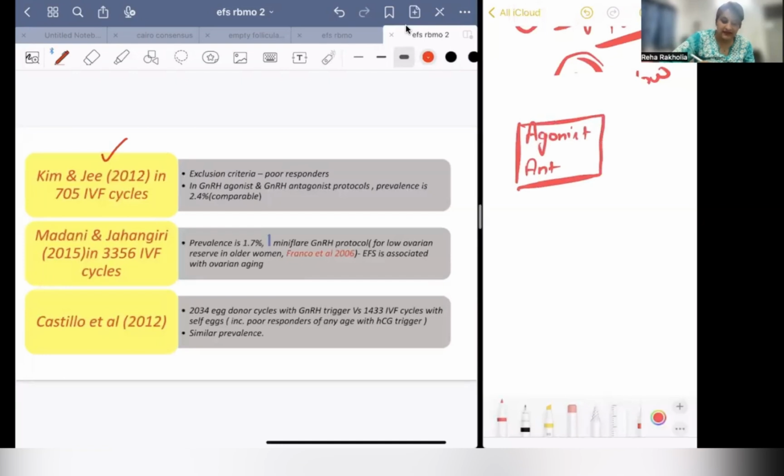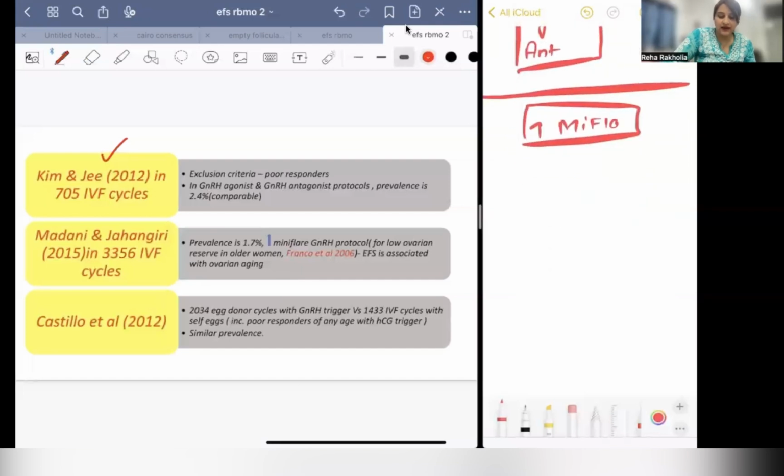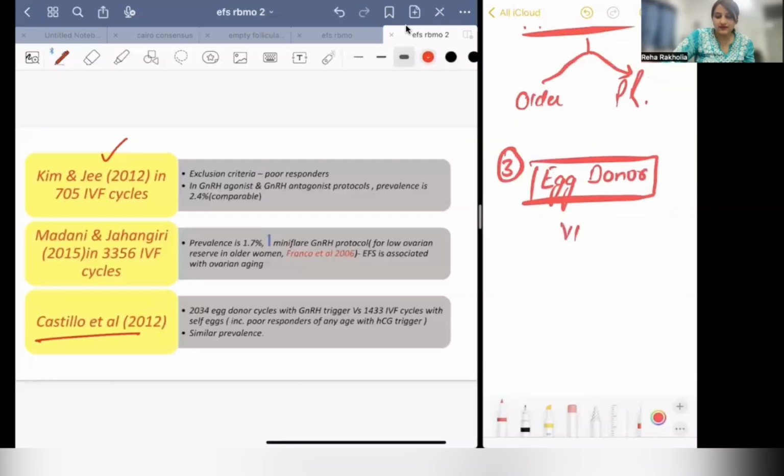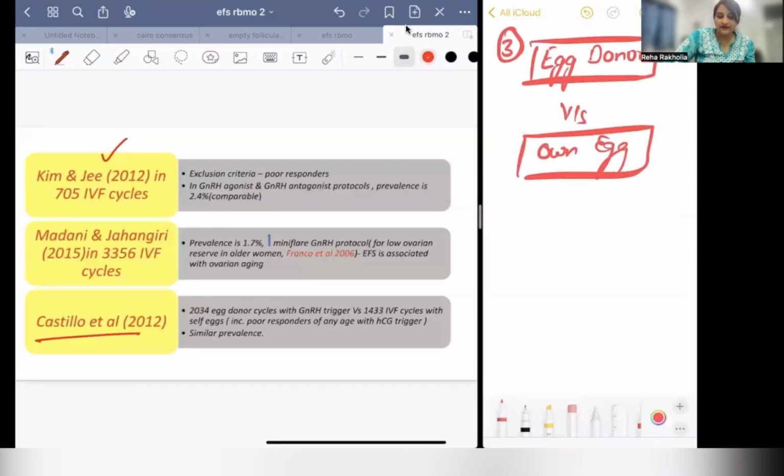Second is the Madani and Jahangiri study. It says that EFS prevalence is more in the mini flare protocol. Mini flare protocol has more EFS prevalence. It might be because mini flare protocol is mostly used in older patients and poor responder patients. And third study, Castillo et al. It took egg donor patients versus own egg patients, and it says that there was similar EFS prevalence.